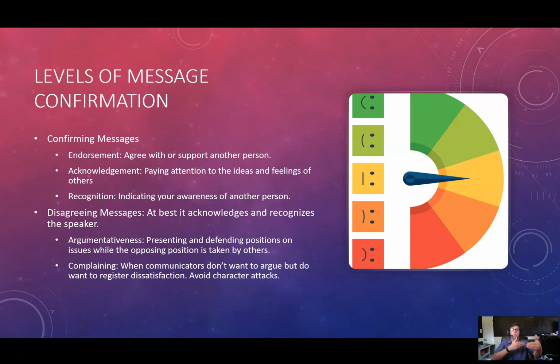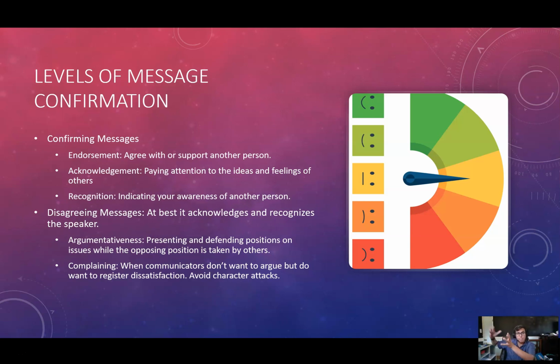This is the smallest we can do, but it is still confirming. It's where we indicate your awareness of another person, even if you don't agree with them. Then we jump into disagreeing messages. At best, it acknowledges and recognizes the speaker, so it is still within that spectrum.